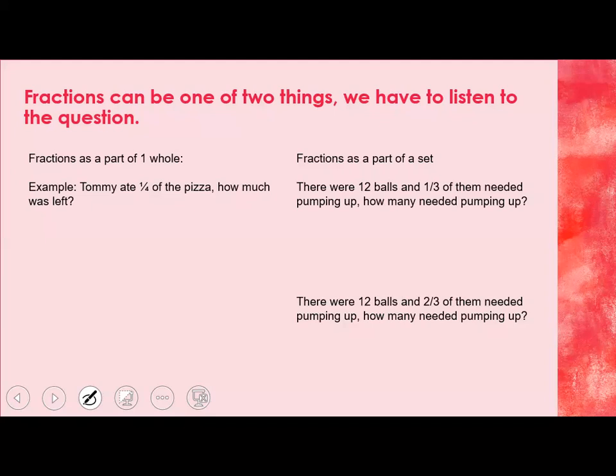So here are two things that we can use fractions for, okay? Fractions as part of one whole. Let's have a look at this word problem. Tommy ate a quarter of the pizza. How much is left? So this time I have one whole pizza and a quarter of it. So I know it's been split into quarters and 1/4 of it has been eaten. So I've got one whole pizza and I'm subtracting a quarter of it. What have I got left? Well, that was 1/4 that was eaten. I have a quarter there, a quarter there, and a quarter there. So how much do I have left of the pizza? Well, I have 1, 2, 3 quarters.